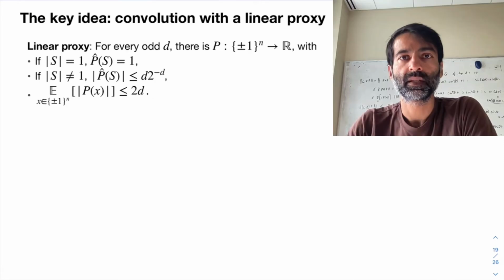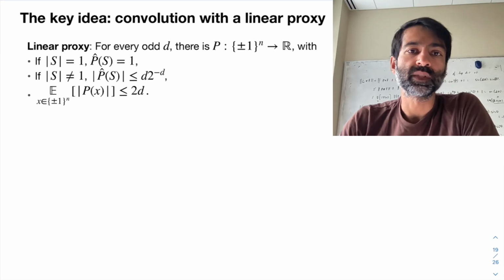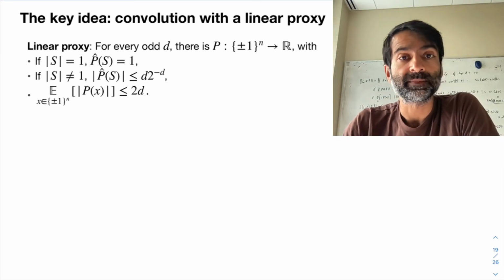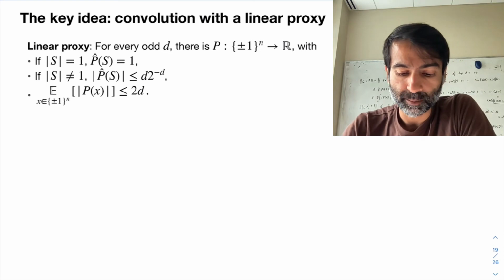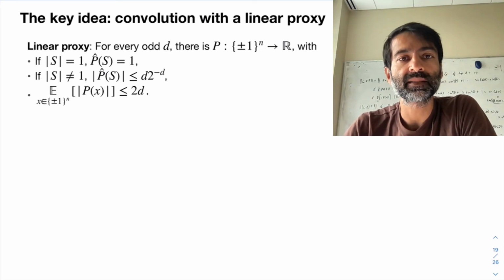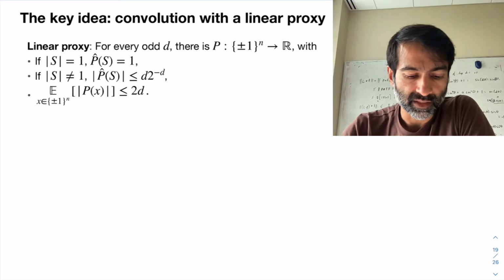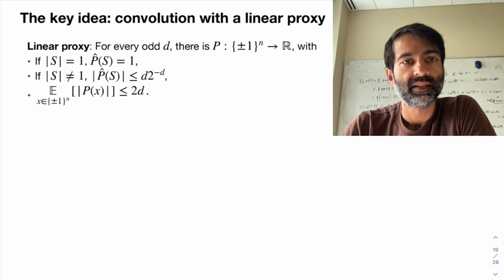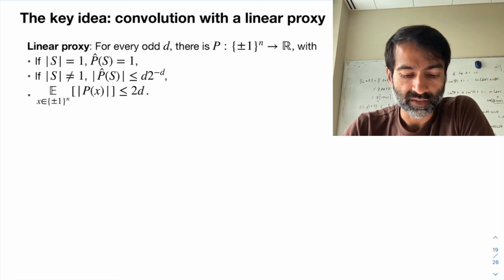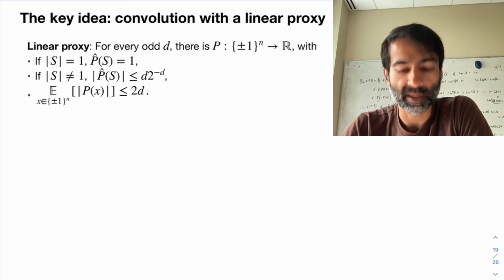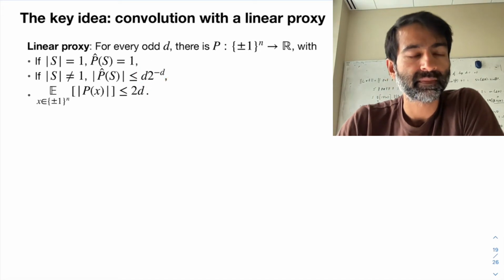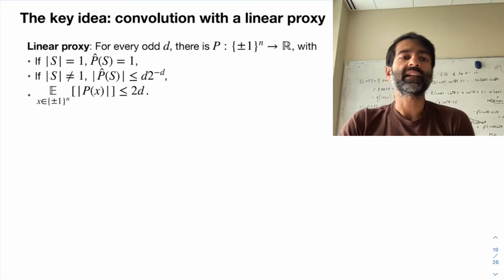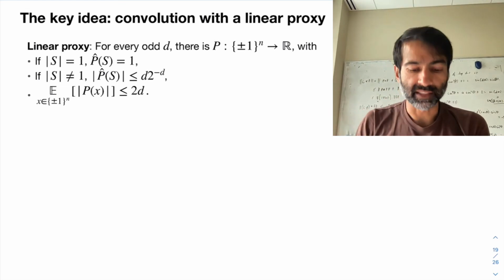Okay. To prove our final bound, we'll use a linear proxy. This is a function p that is very similar to the function L that we just used, except that it has small L1 norm. Okay, so p has the property that all of the level 1 Fourier coefficients are 1, just like in L. And all other Fourier coefficients are tiny. Okay, for a parameter d, they will be exponentially small in d. And yet the L1 norm of p is linear in d.